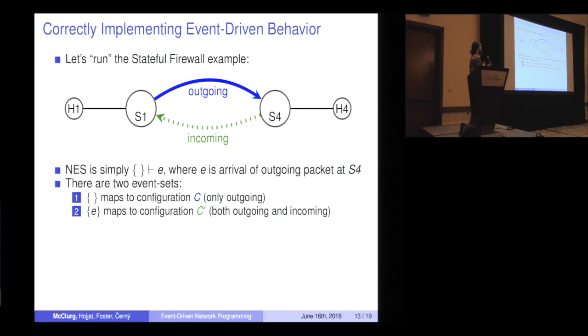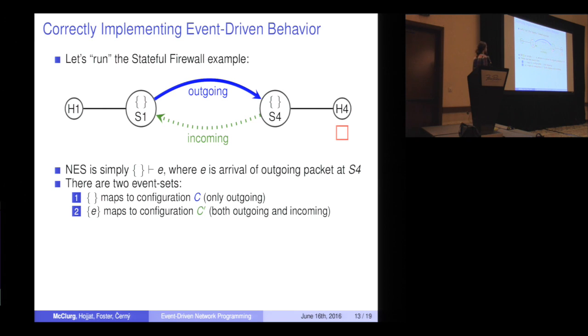So there are two configurations in this network event structure. The first one is when we have no event, which maps to this only-outgoing configuration. And the second one is when we have a singleton set containing E that causes the change. And that one maps to this configuration that has both directions.